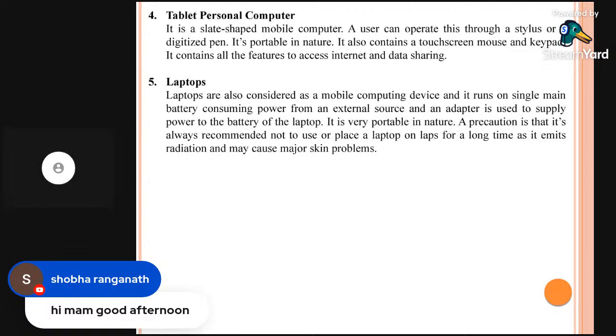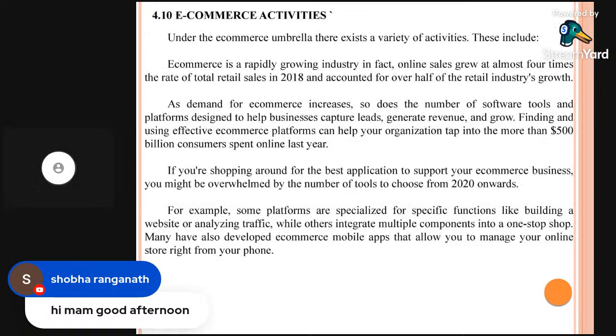Next, let us understand the different activities concerned with e-commerce. E-commerce is a rapidly growing industry. In fact, online sales are growing because of the development of mobile applications in our country.